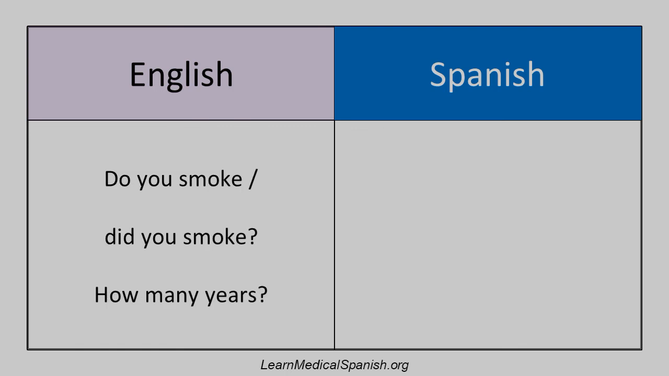All right, so social history, at least the most basic part of the social history. Do you smoke? Fuma. Or alternatively, you could ask, did you smoke? Fumaba. And if you want to put those together, you just say fuma o fumaba. Like, do you smoke or did you smoke? Fuma o fumaba. How many years?